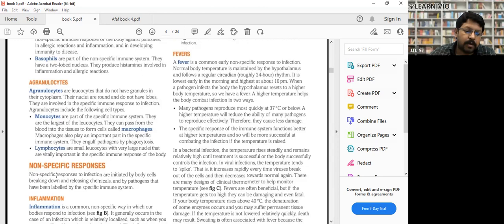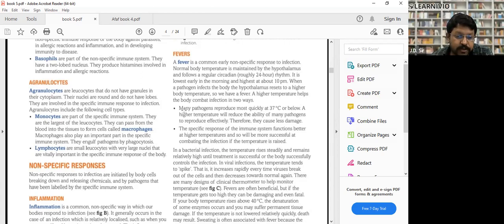Many pathogens are fewer in common, so the rhythm is lowest in early morning and highest around 10 p.m. So, that is all interesting. When pathogens infect our body, the hypothalamus sets a higher body temperature, so we have a fever. A high temperature helps our body to combat the infection in two ways.